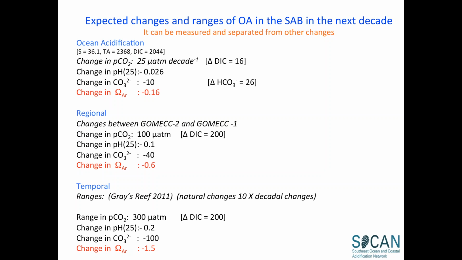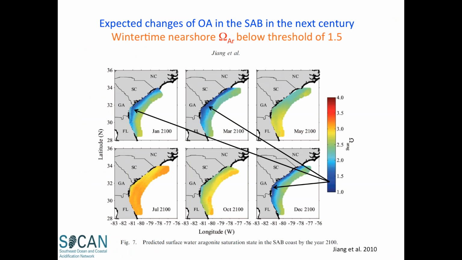Looking into the future, this is again the work from the paper by Yang et al. We can project forward, and what I just want to highlight here is a representative seasonal cycle. We can see in the springtime and wintertime that saturation states in the South Atlantic Bight will drop below this threshold that Ekstrom used in its vulnerability index of below 1.5, while the paper suggested that this wouldn't happen until after 2100.